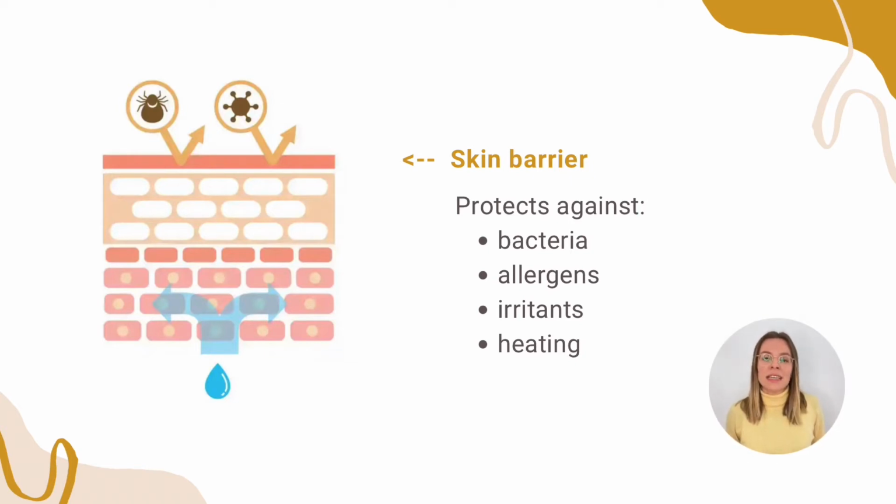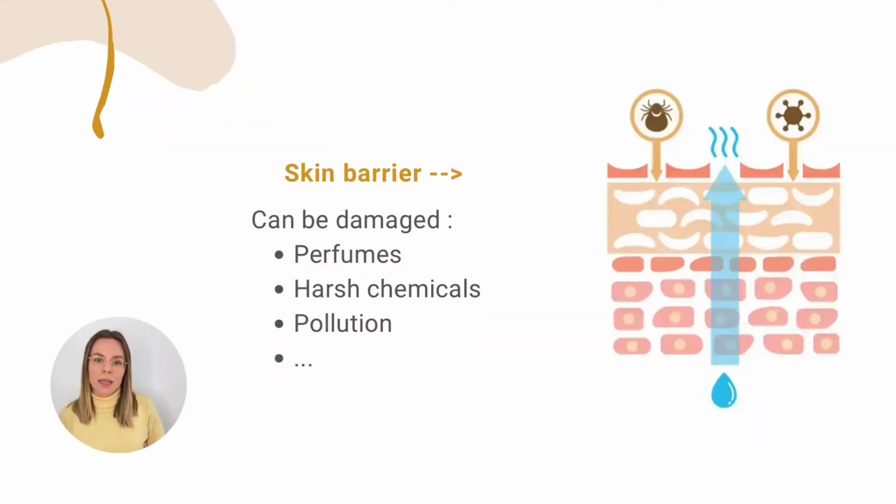And unfortunately, your skin barrier can be damaged by perfumes, by pollution, by heating, by anything and everything actually. And when your skin barrier is damaged, all these irritants, allergens, bacteria can penetrate your skin and enter your body, and all the moisture can evaporate. So you might end up with really dry skin, or with some skin disorders like eczema, psoriasis, or something else.